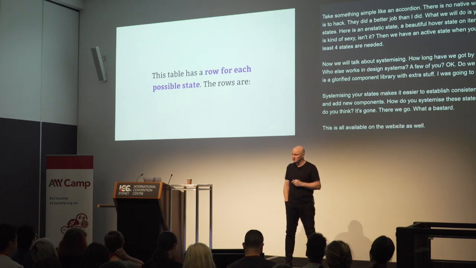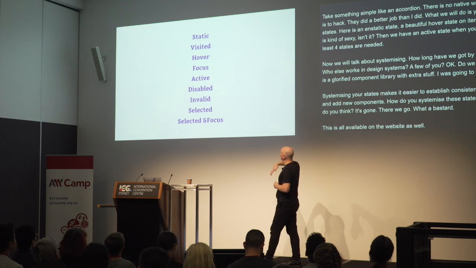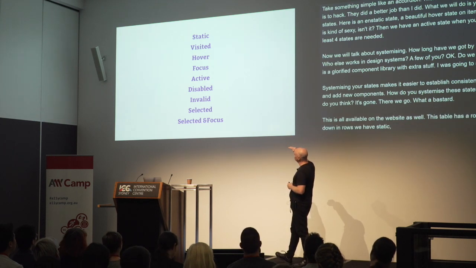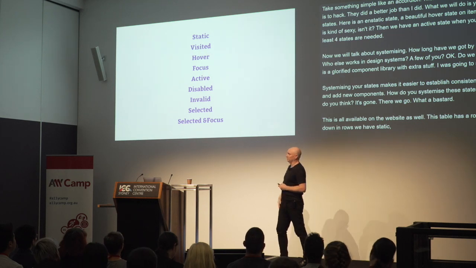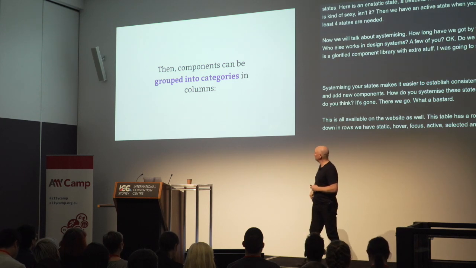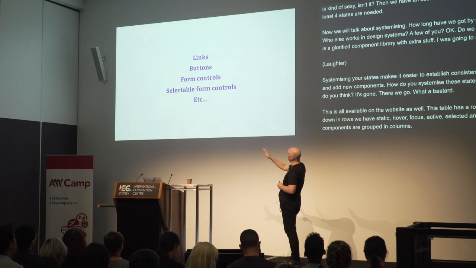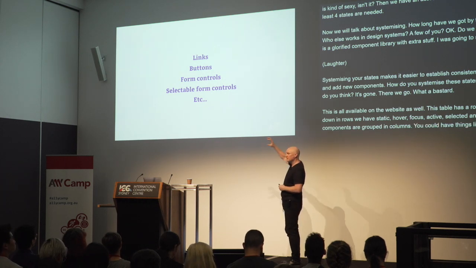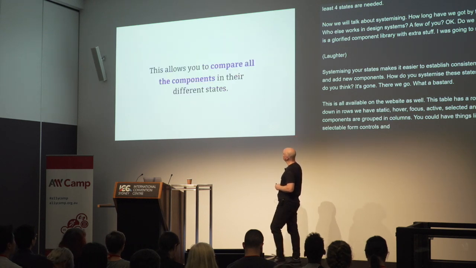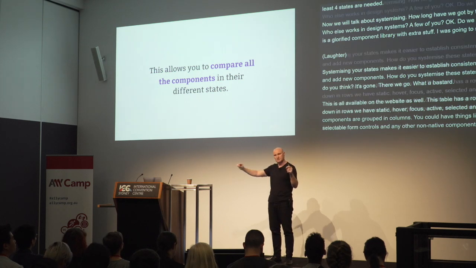So this table has a row for each possible state. And so down in rows, we have static, visited, hover, focus, active, disabled, invalid, selected and focused. Yeah? And then the components are grouped in columns. So you could have things like links, buttons, form controls, selectable form controls, and then any other sort of non-native components you have to build out. Make sense? What this does is allow you to see right across them all the states and get consistency.